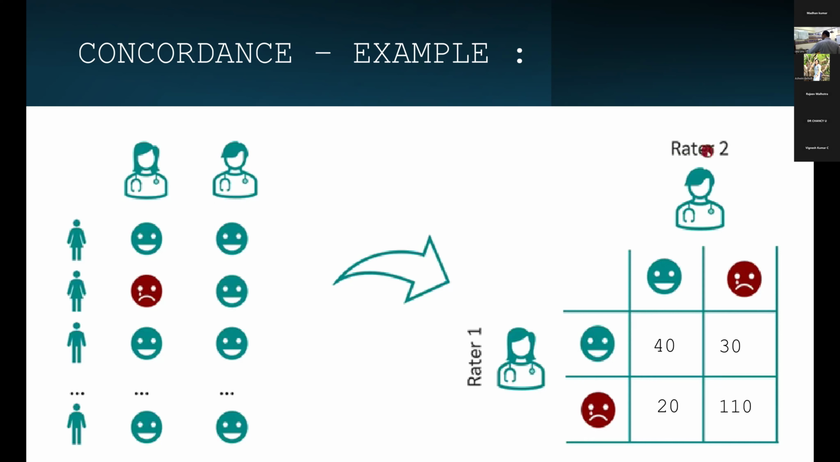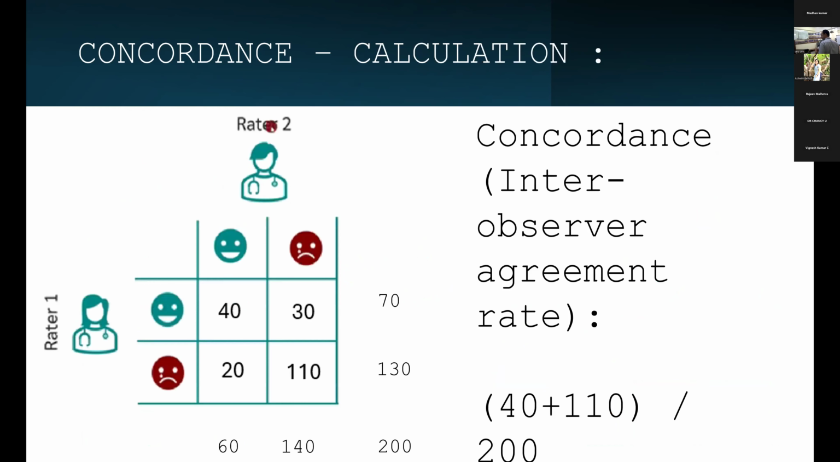But if you go vertically, rater number 2 has shown that 40 plus 20, 60 patients are not depressed, and 30 plus 110, 140 patients are depressed. So can anyone tell me how much is the concordance? How much do they agree on? 150. Correct. So how did we reach that number?